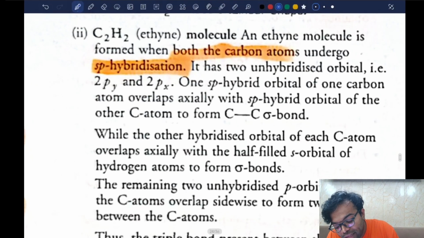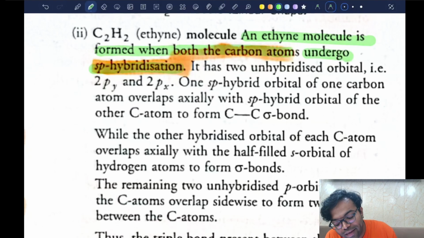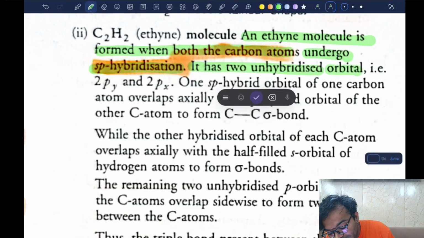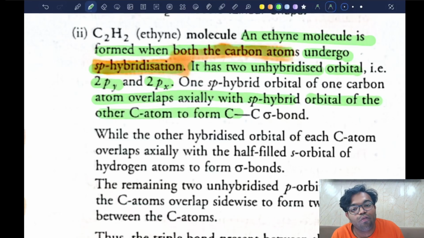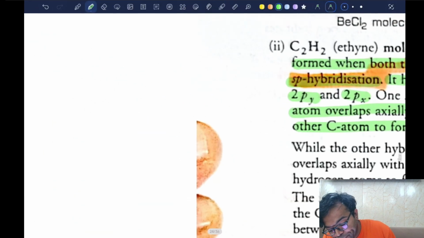I'll show you. See, the C2H2 ethyne molecule. Now, an ethyne molecule is formed when both the carbon atoms undergo sp hybridization. It has two unhybridized orbitals, that is the 2py and the 2px. One sp hybrid orbital of one carbon atom overlaps axially with the sp hybrid orbital of the other carbon atom to form a sigma bond. Okay, now look at this.